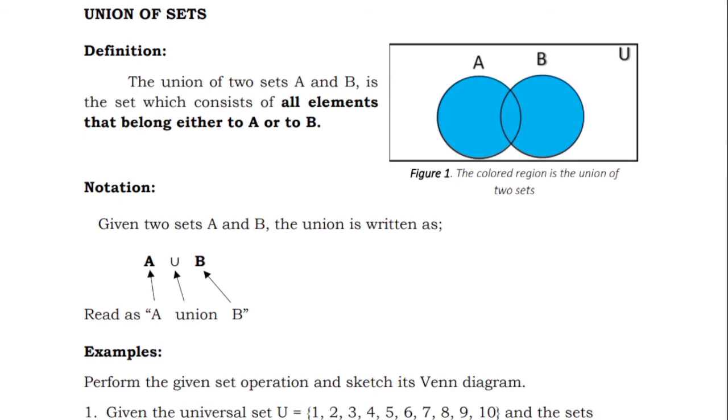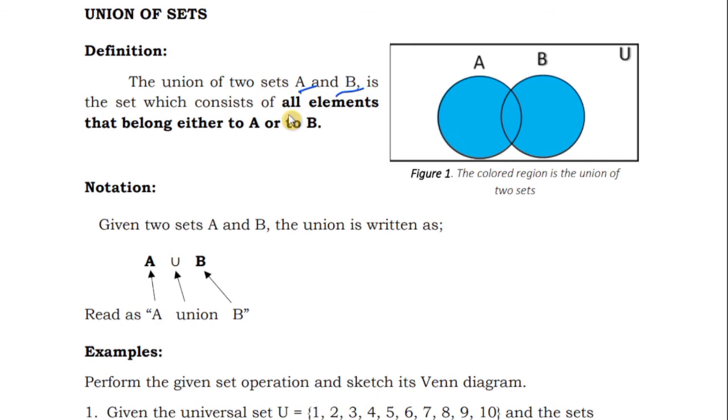And we also have a union of sets. When we talk about the union of sets, the union of two sets A and B is the set which consists of all elements that belong either to A or to B. So in this case, we're going to shade the two given sets. We collect all the elements found in set A and B, so that we could claim that as our union of the two sets, and it is represented by A U B. So A union B.